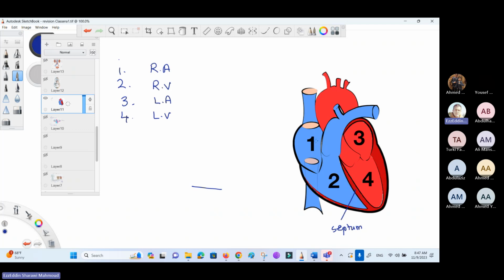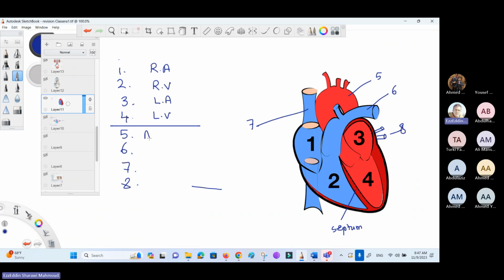Also, before we go from this slide, we need to remember the main vessels. 1, 2, 3, and 4 is not illustrated, so I have to draw it. This is 4. So let's make another set of numbers: 5, 6, 7, and 8. This is 5, and this is 6, 7, and they are 8.